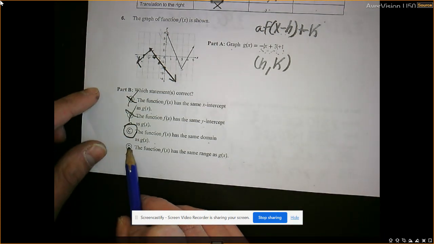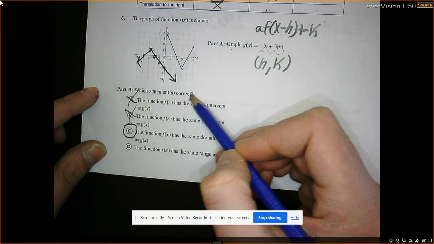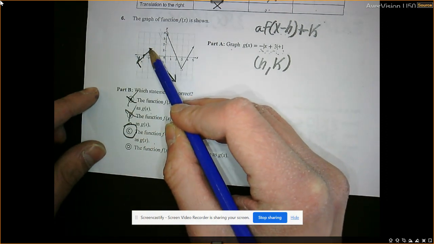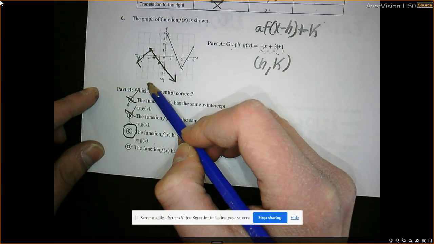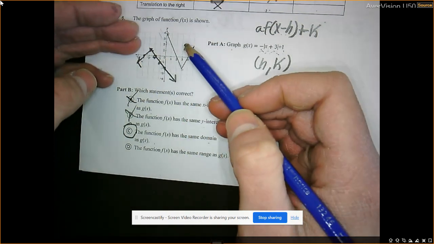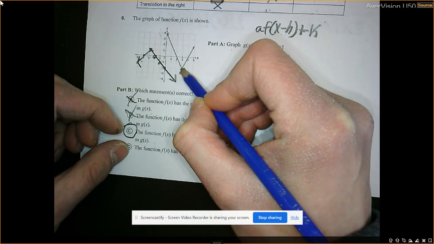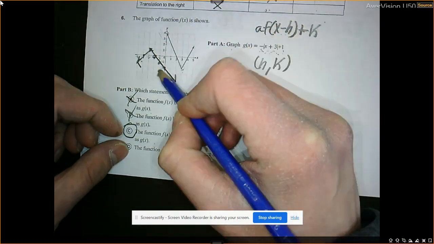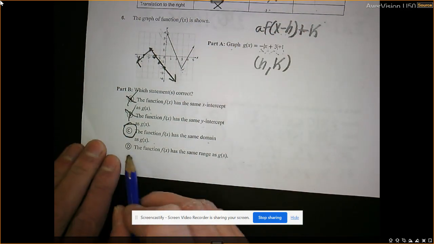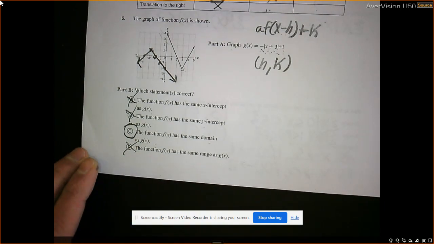Okay, do they have the same range? No, this one is going down, so the range is going to be f of x has to be less than or equal to 1. In other words, y has to be less than or equal to 1. Well, in this range, it's going to be y has to be greater than -2. So definitely not the same range. So that's why C is your correct answer there.